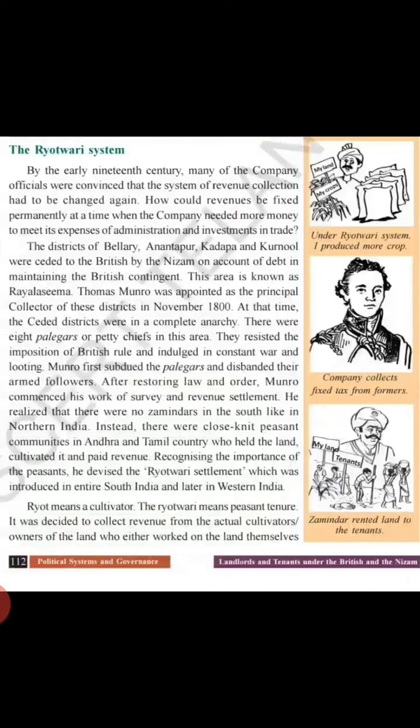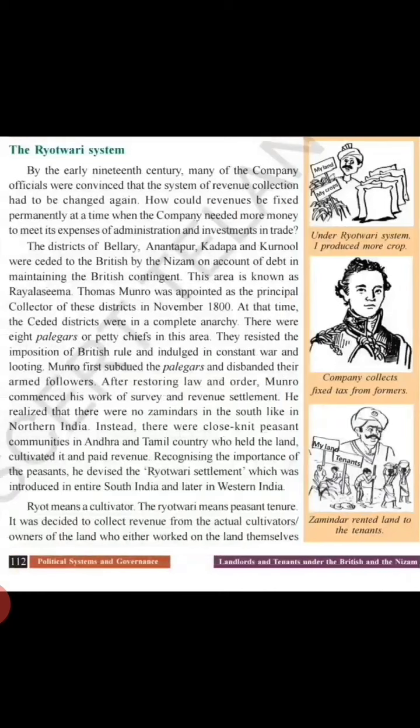He realized that there were no zamindars in the south like in northern India. Instead, there were close-knit peasant communities in Andhra and the Tamil country who held the land, cultivated it, and paid revenue. Recognizing the importance of the peasants, he devised the Ryotwari system, which was introduced in the entire South India and later in Western India. So here, children, he understood that in northern India there was a system wherein the zamindars used to collect the tax from the peasants and pay it to the government.